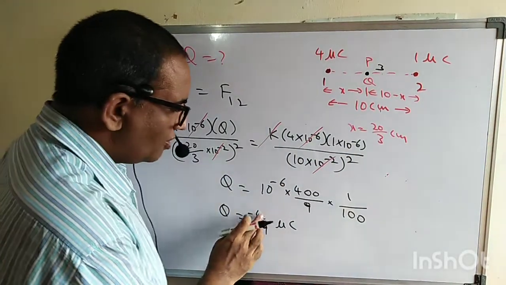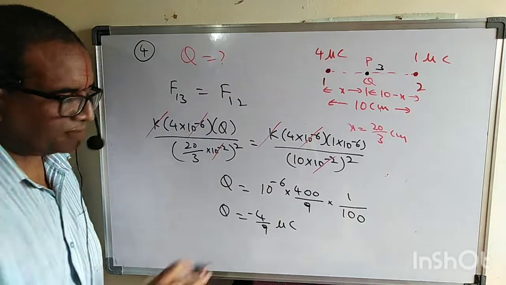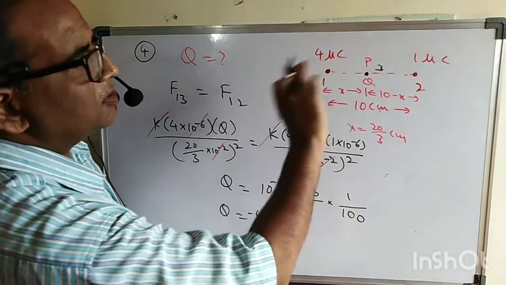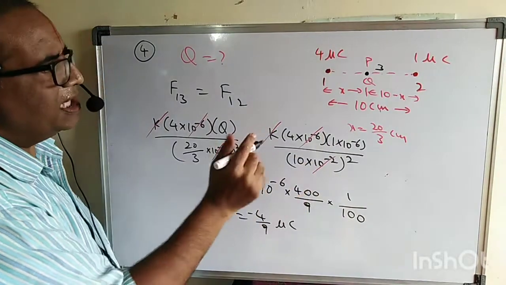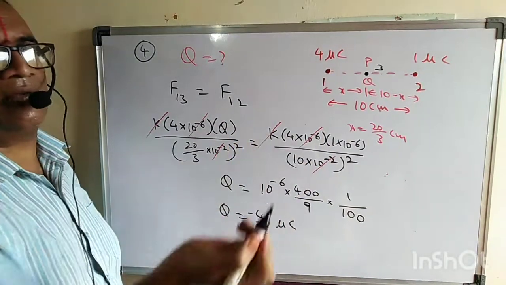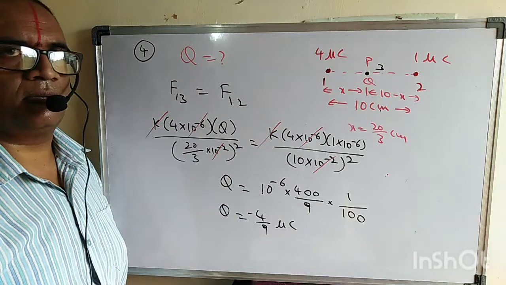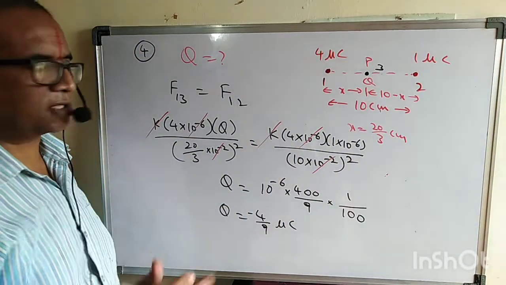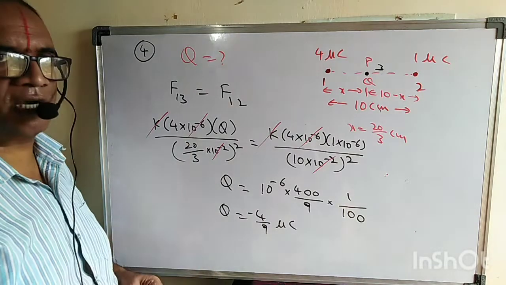It is nothing but 4 by 9 microcoulomb, and it must be negative. Remember that. Suppose it gives positive, negative, then again you need to write. So what is the force acting there? And again you have to do that side. So if both are negative, then it will be positive. Okay, like that. This model also you understood, sir.